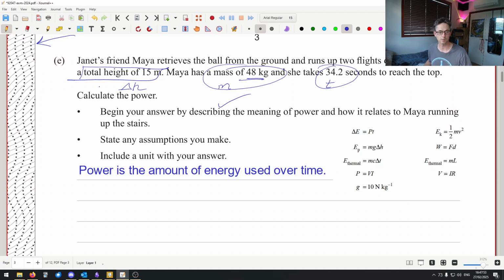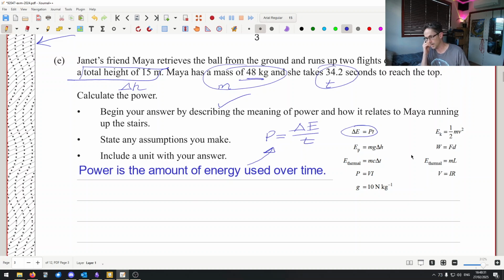Power is the amount of energy used over time, and I'm using this equation here rearranged into P equals delta E over time. So notice that the very definition of power is in the formula itself. I'm just using the formula. Power is, that equal sign is saying is, the amount of energy used over time. It's very simple. Sometimes if you just look at your formulas and you go, oh, I can make a sentence out of that, there you go, you're done.